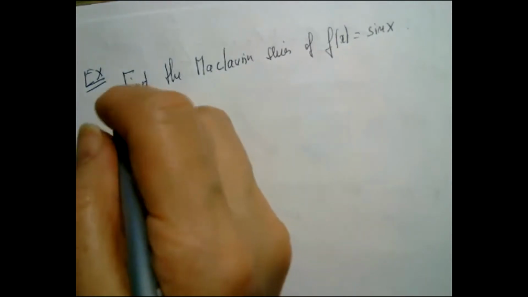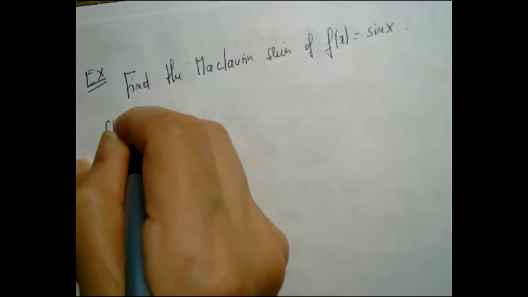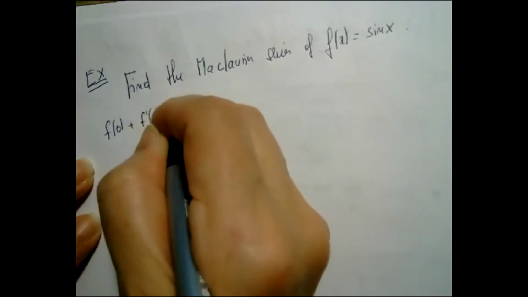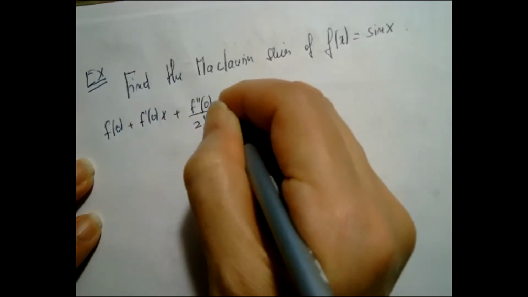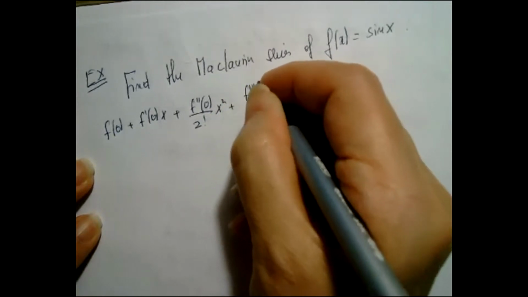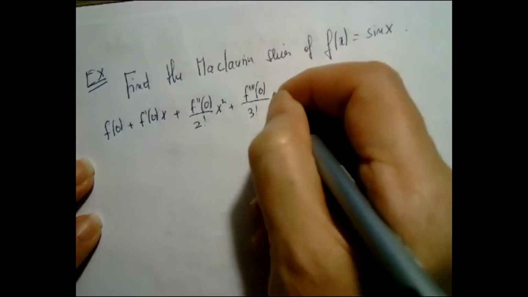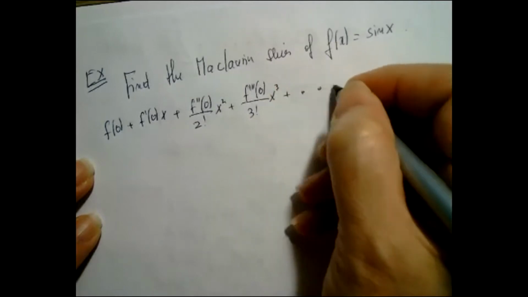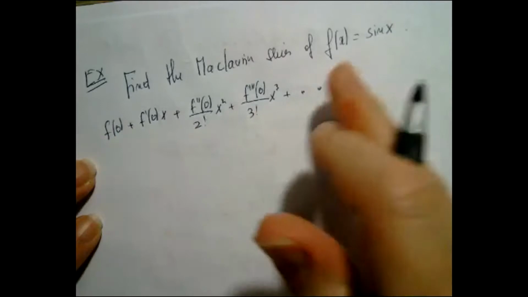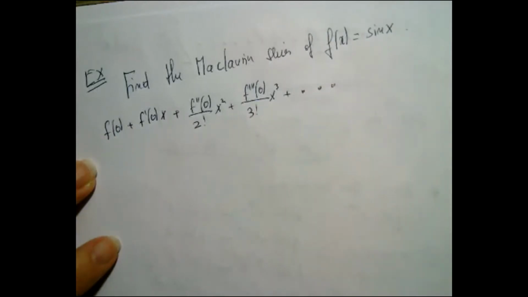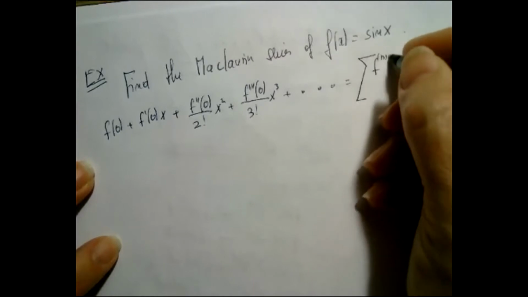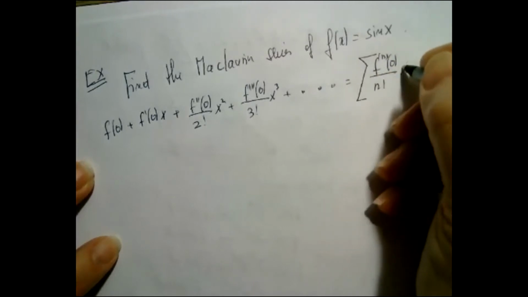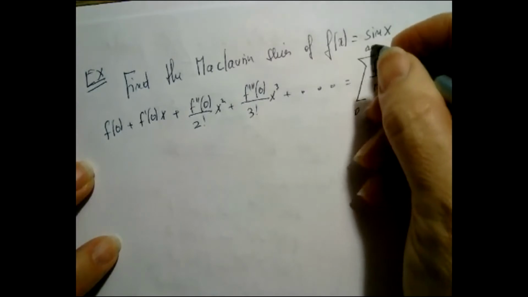So we're going to do it. So this is f of 0, plus f prime of 0 x, plus the second derivative at 0 over 2 factorial x squared, plus the third derivative at 0 over 3 factorial x cubed, plus etc. So that's the series. And sine x, I cannot relate it to anything. I cannot relate it to e to the x or 1 over 1 minus x. So I definitely have to use the definition itself. That's the formula. Now we're going to use it.